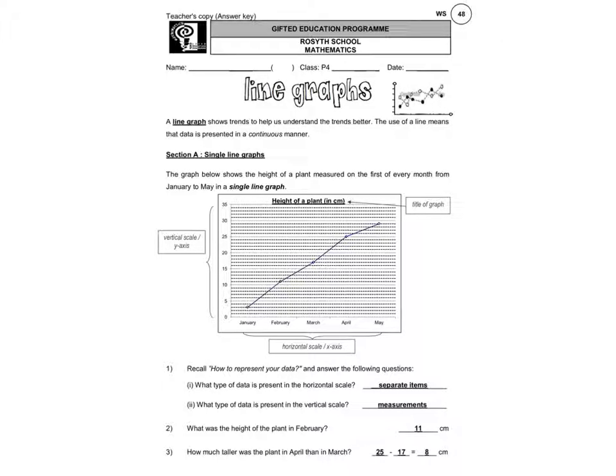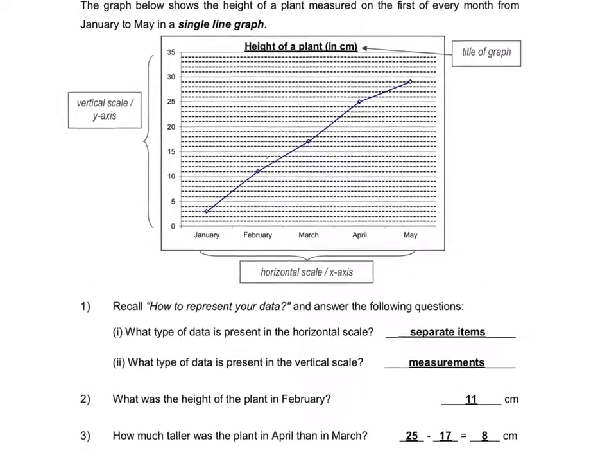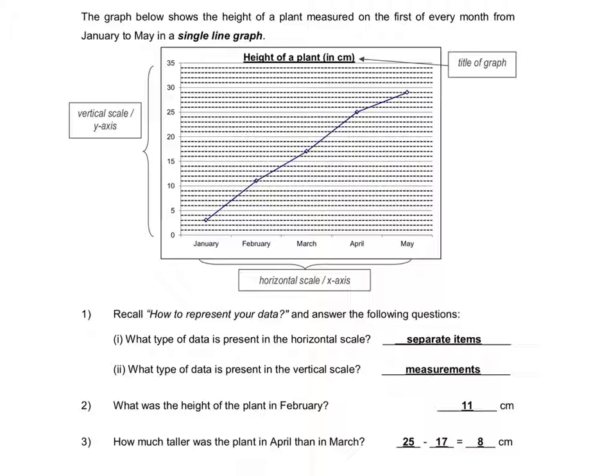Now move on to line graph. The last worksheet was just an intro worksheet, just to introduce you to bar graph and line graph first. So let us look at line graph now. The data represented on this horizontal axis is a separate item, but this separate item is slightly different from the one that you see in a bar graph. For this one, if it's month, you can treat it as a separate bar. But if you want to find out something in between, like the middle of January and February, you can actually draw a line up here and still find the result.